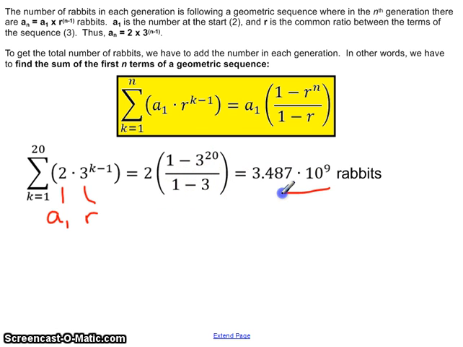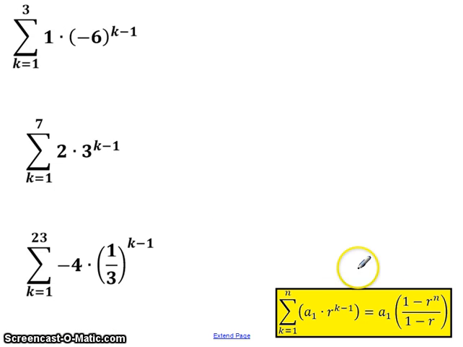We plug all that in, and we get that gigantic number on the previous page, which we're representing here in scientific notation, which isn't a bad idea when numbers get really big. Okay, so I've put the formula back down here just for reference. Let's go ahead and try a few examples.